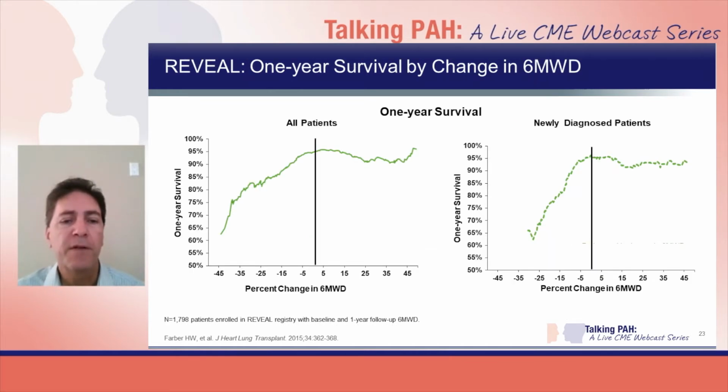In addition, if you look at percent change in 6-minute walk, patients do pretty well when they go up maybe about to minus 5% change. So -5, +5, things are pretty flat there. Not much gain from an increase over a 6-minute walk from baseline, but a much bigger steep drop off. And if you look at only newly diagnosed patients in the REVEAL registry, 1-year survival really starts to drop off when you get below 5% worsening.